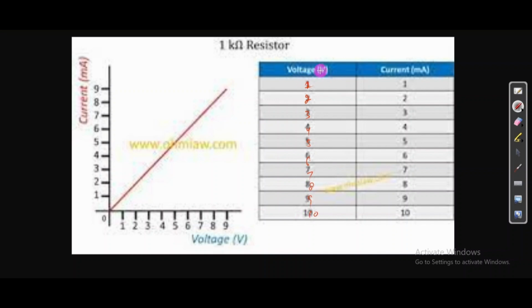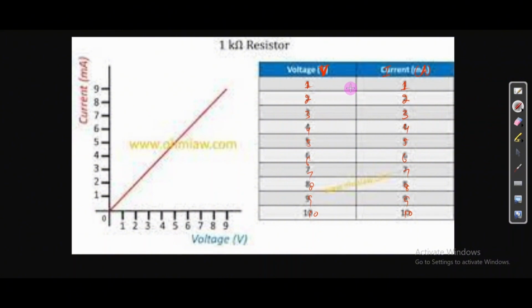This is the value of the voltage V, and this is the value of the current I. Its unit is ampere. If the voltage is 1, the current is also 1. They are directly related. If this is 2, this is 2, and in the same way the value of the voltage is equal to the value of the current. So here this is 3, 4, 5, 6, 7, 8, 9, 10.